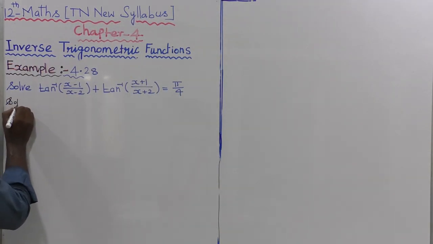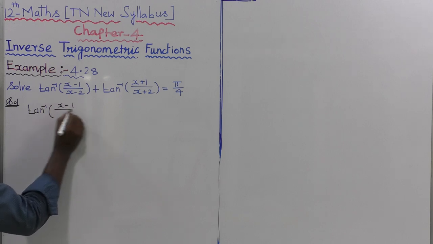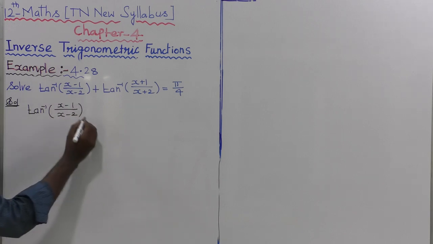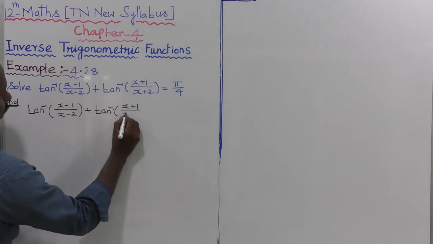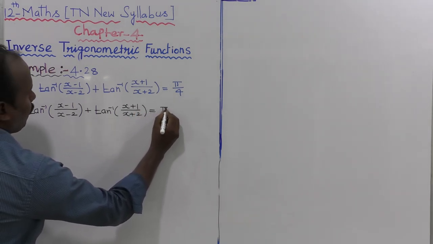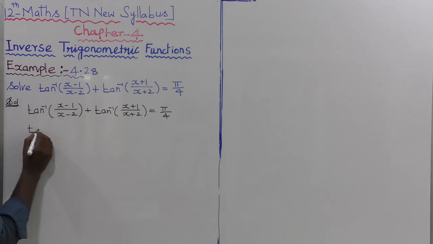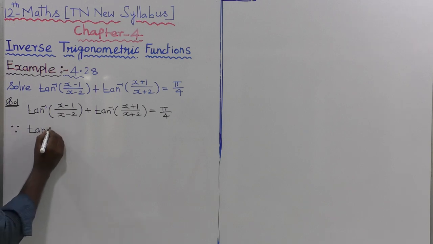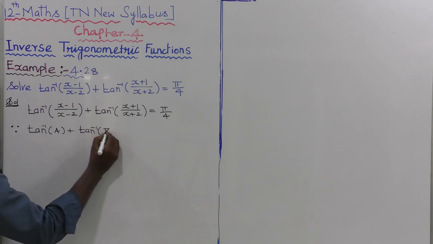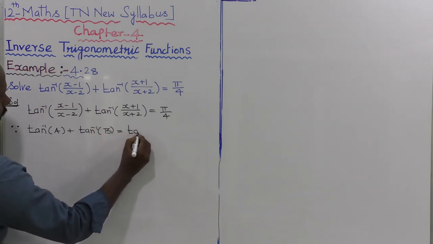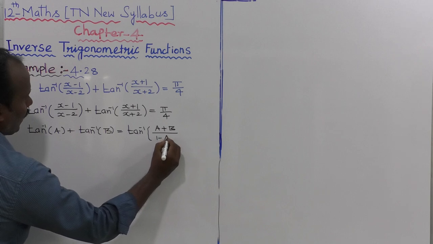Now let us check the given equation: tan inverse of (x minus 1) divided by (x minus 2), plus tan inverse of (x plus 1) divided by (x plus 2), is equal to pi by 4. This one is tan inverse of A plus tan inverse of B. That is the formula: tan inverse of A plus tan inverse of B is equal to tan inverse of (A plus B) whole divided by (1 minus AB).